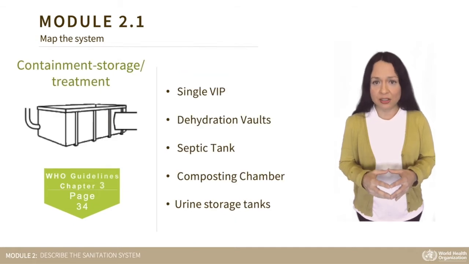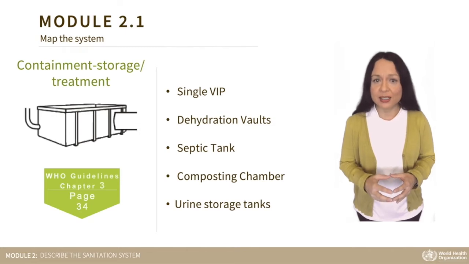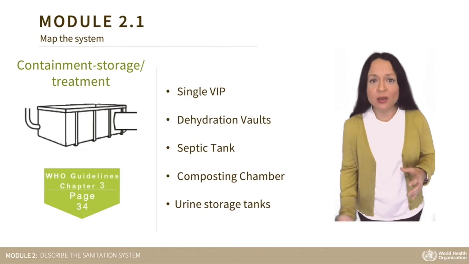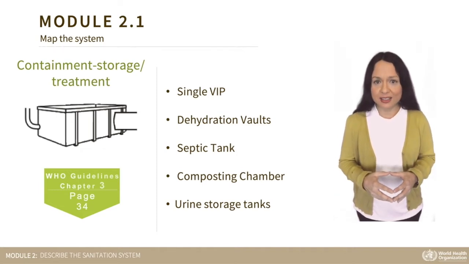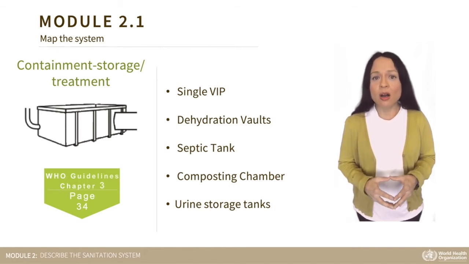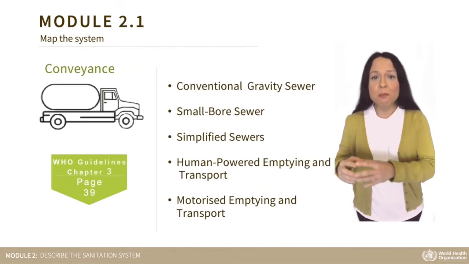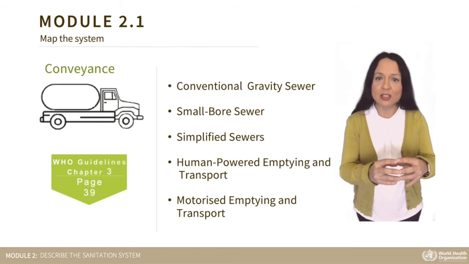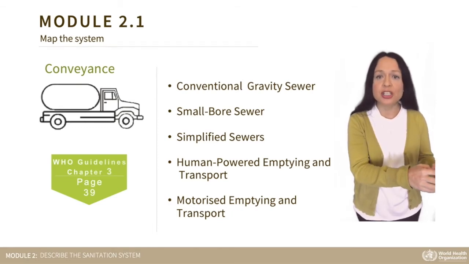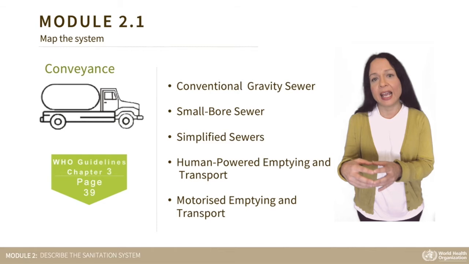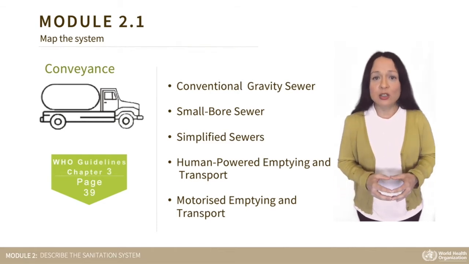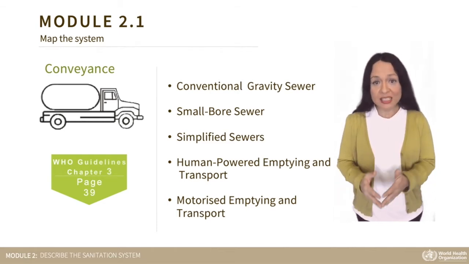Containment, storage, and treatment. This is only relevant to non-sewer sanitation systems and refers to the container, usually located below ground level, to which the toilet is connected. Examples are ventilated improved pits or septic tanks. Conveyance. It refers to the movement of wastewater or fecal sludge from a containment technology to off-site treatment and end-use or disposal. It could be sewers or transportation with trucks.